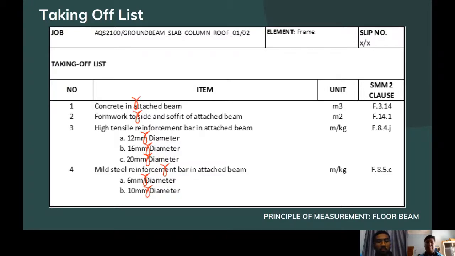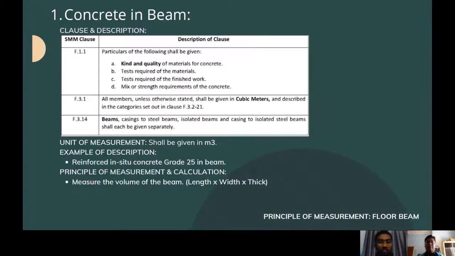So this is quite the same as the ground beam. The first item is concrete in ground beam, where the clause is F.1.1 for the kind and its quality, F.3.1 for the unit of measurement, and F.3 and 14 for the beams.